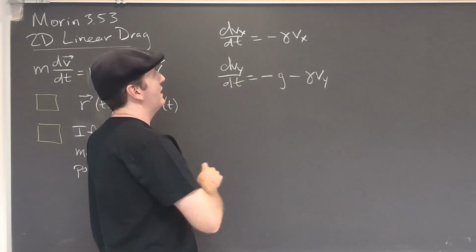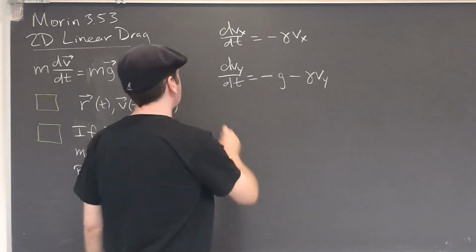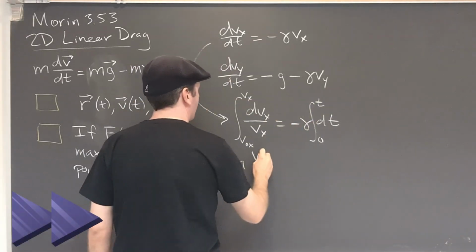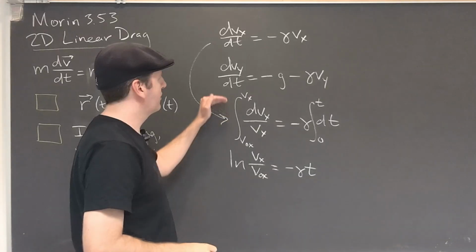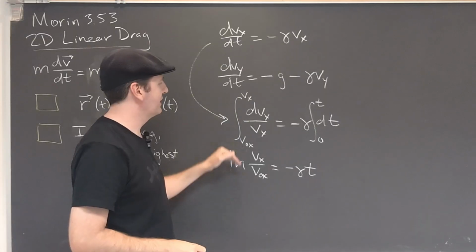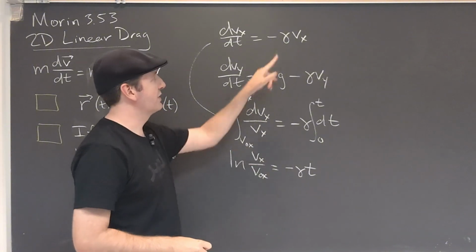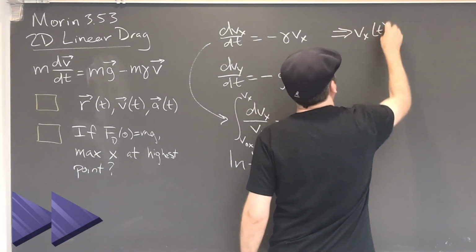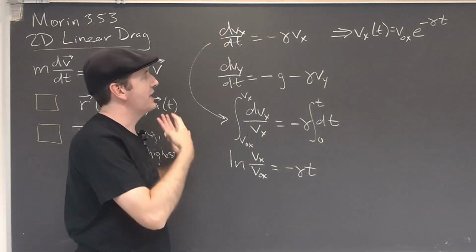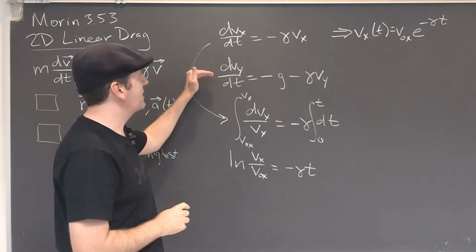This first one, I'll quickly show what the result will be from separation of variables. Okay, so going through that separation, integrating both sides, and then remembering our initial and final conditions, we end up with this logarithm. So solving for Vx of t, I'll just put it right up here. So we see that the x component of the velocity just exponentially decays with time from its initial value. Okay, now let's do the second equation.